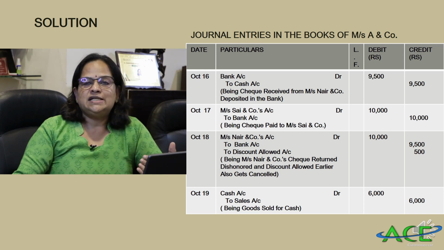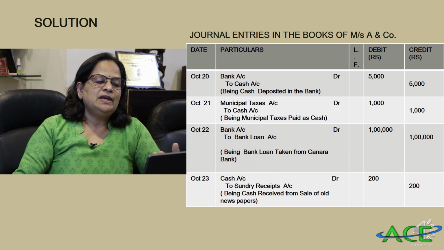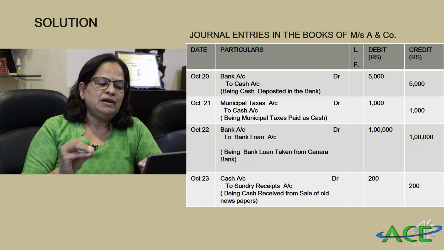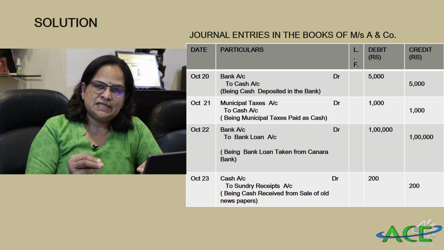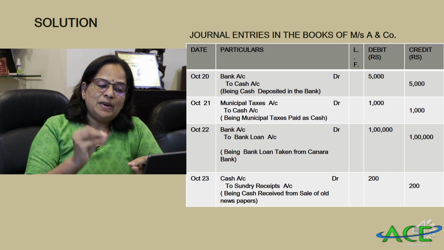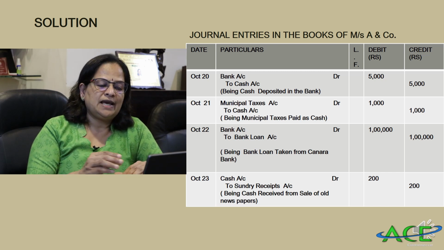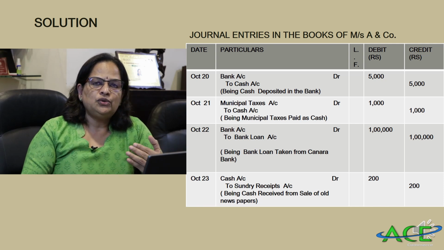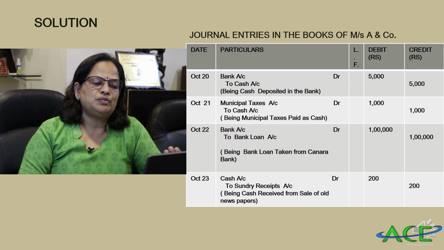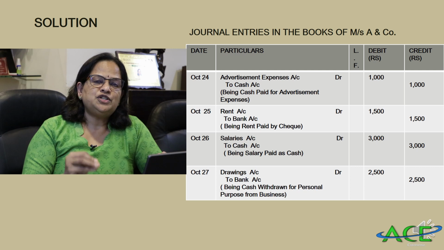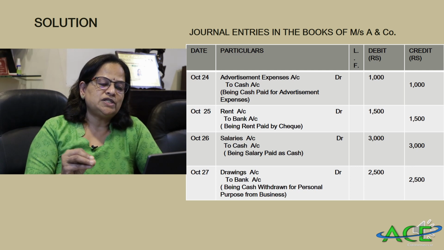Now cash account debtor to sales, cash sales 6,000. Next is bank account debtor to cash account 5,000. Cash deposited in the bank. Next is municipal taxes account debtor to cash 1,000. Municipal taxes paid. Next is bank account to bank loan account 1 lakh. Bank loan taken from the Canara Bank. Next is cash account debtor to sundry receipts. Sundry receipts I told you, the old newspaper sold for 200 rupees. Next is advertisement expenses to cash account. Advertisement expenses paid in cash 1,000.